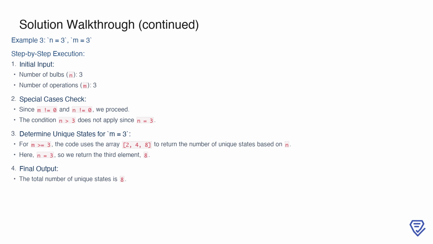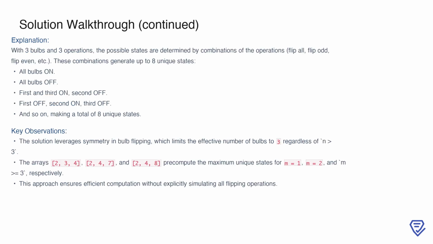This increase in the number of states is due to the additional bulb and the greater number of operations, which allow for more combinations of flipping patterns. With 3 bulbs and 3 operations, the possible states come from various combinations of flipping all bulbs, flipping only odd bulbs, flipping only even bulbs, and other such patterns. These combinations result in configurations such as all bulbs on, all bulbs off, the first and third bulbs on while the second is off, and other similar arrangements, totaling 8 unique states.